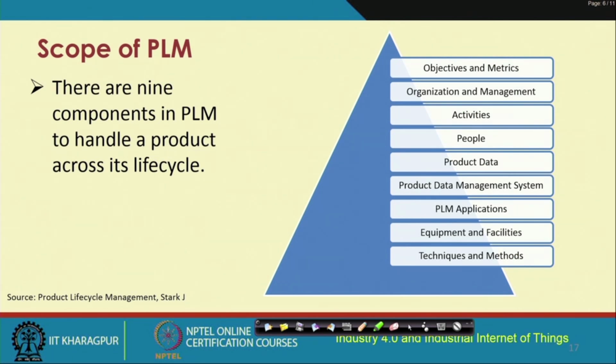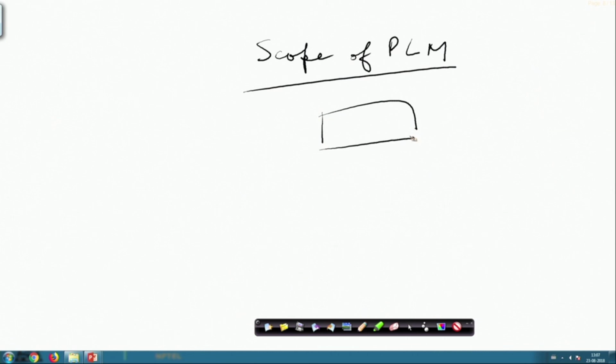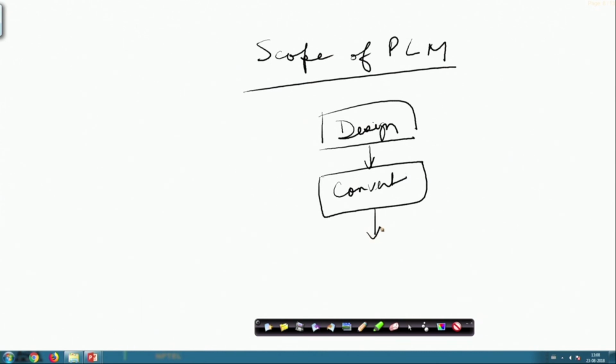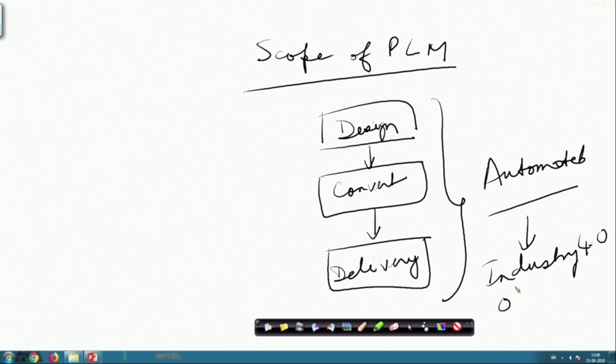So, if we are talking about PLM, we need to understand a few things. Let us talk about the scope of PLM in the context of Industry 4.0. First of all, you need to design the product. Then this product has to be built in its final form, the conversion of the design into the physical form of the product, and then this product will be delivered. All of these will have to be automated to the extent possible in order to comply with the Industry 4.0 objectives.